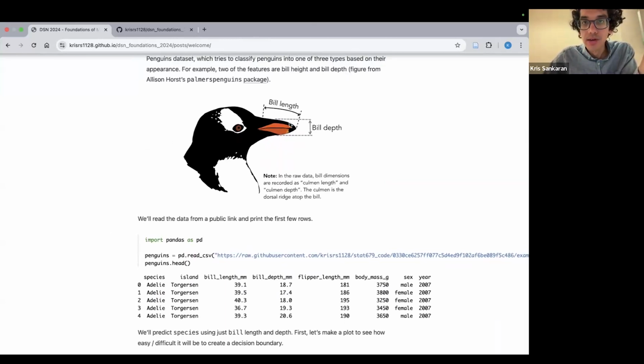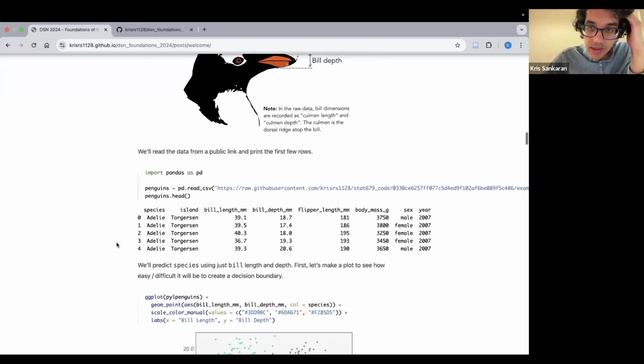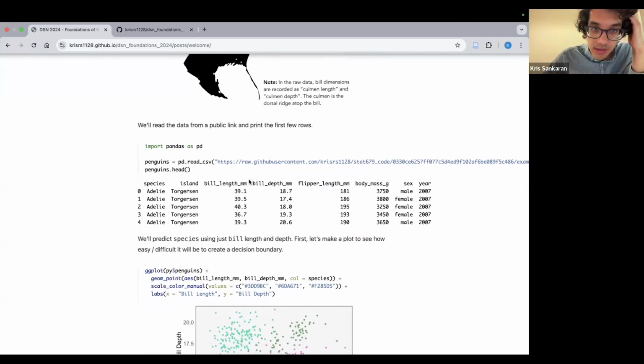So how long is the beak? How tall is the beak? They have all sorts of other variables too, like is it a very big penguin, or a very small one? And then you can try to figure out what species it is. Okay, so I just read in some data here.